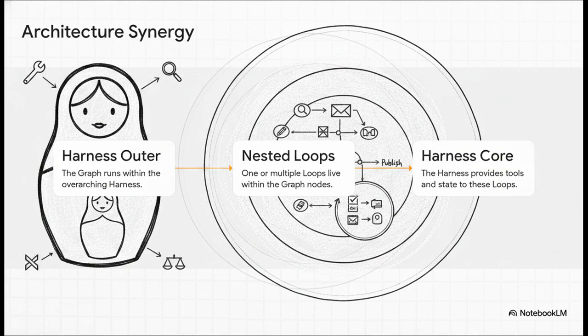Now zoom in on the draft node of that graph. Inside that node, you might have an improvement loop. It drafts, it checks against a style guide, and it revises. And the harness is the thing providing the memory, the web browsing tools, and the evaluators that actually make those loops function. See? They aren't competing frameworks at all. They are perfectly interlocking layers of software.